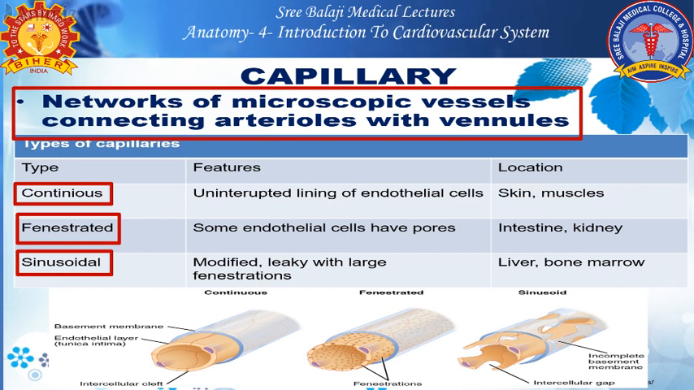Fenestrated capillaries, some endothelial cells will have pores. The examples will be in intestine and kidney. Sinusoidal, here modified and leaky with large fenestrations. This is seen in liver and bone marrow.